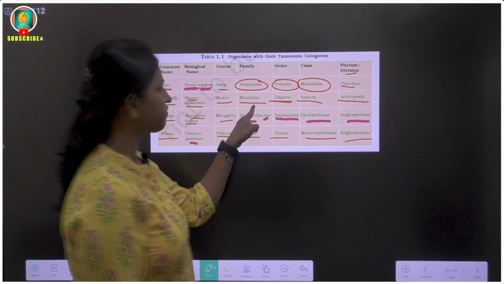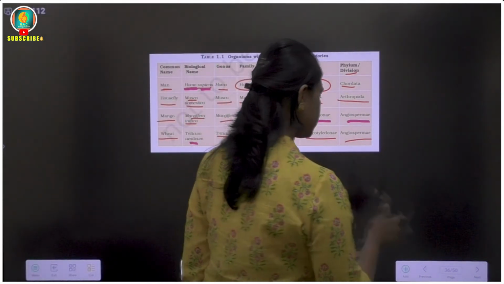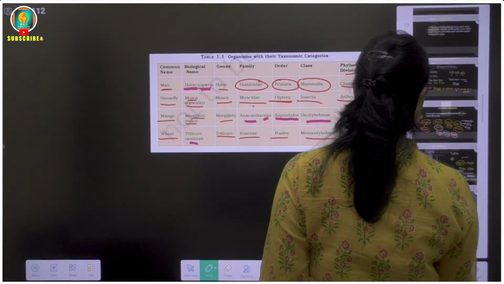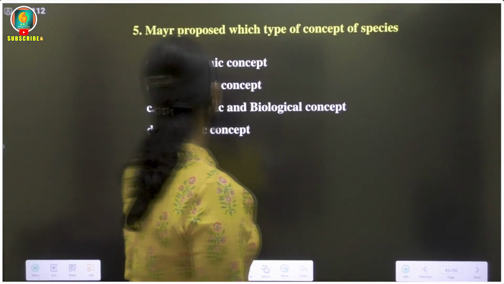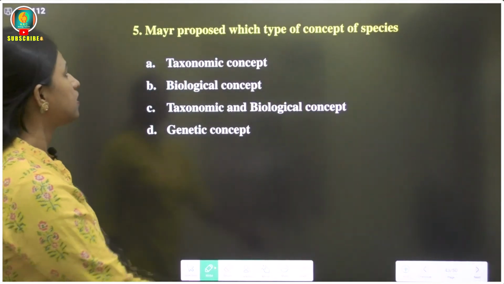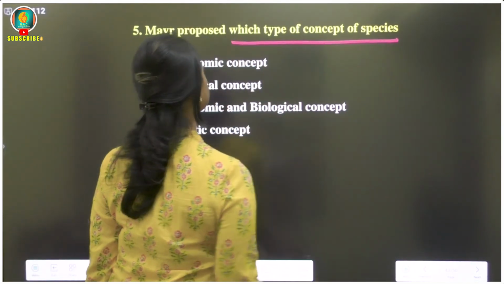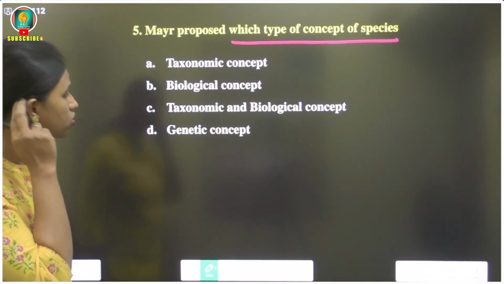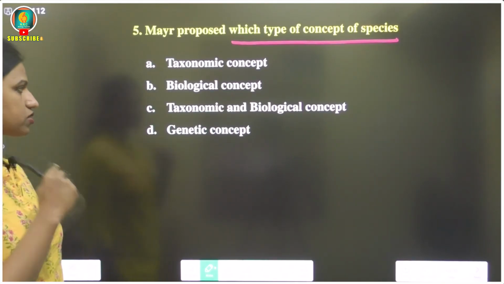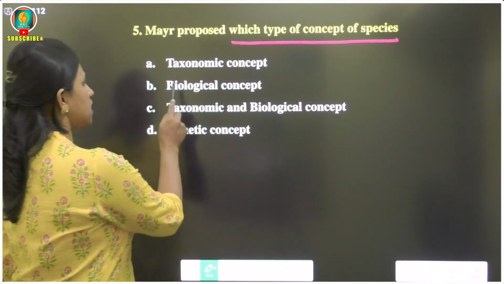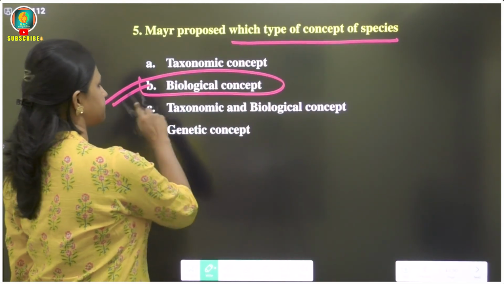See, housefly, Muscidae family. Correct? Next question. Yes. Ernst Mayr proposed which type of concept of species? Taxonomic concept, biological concept, taxonomic and biological concept, and genetic concept. Which concept? Biological concept. Correct?